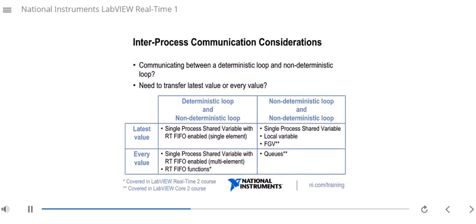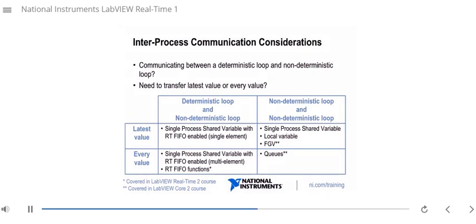Okay, so what are things that you need to ask yourself before choosing which inter-process communication method to use? So the first thing you want to ask is, are you going to be communicating between a deterministic loop and a non-deterministic loop? So that's going to be yes or no. And also, do you need to transfer the latest value, or do you need to transfer every value? So for example, do you need to just transfer the most current set point, or do you need to transfer every acquired value and not lose any?